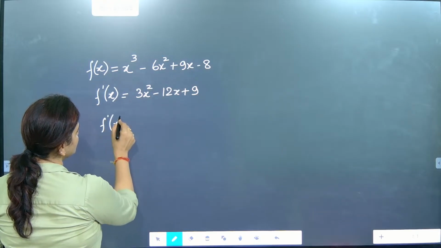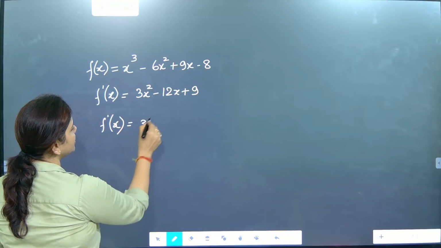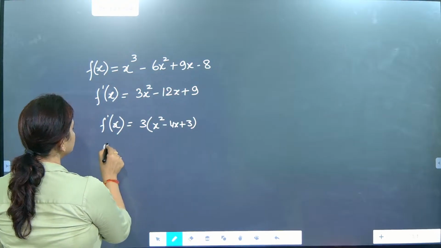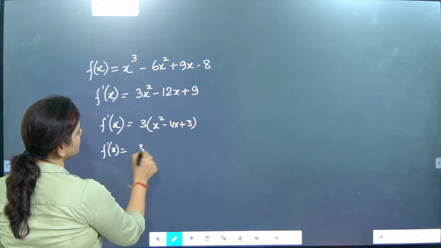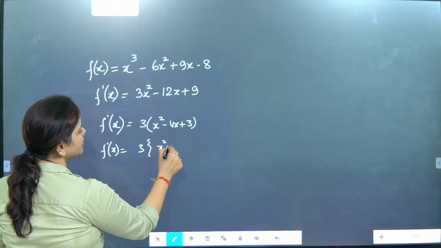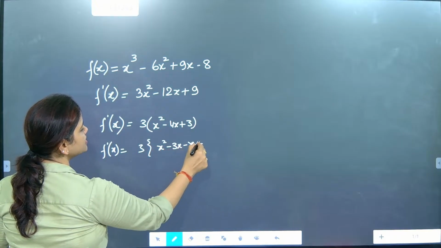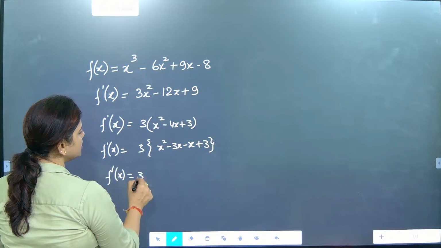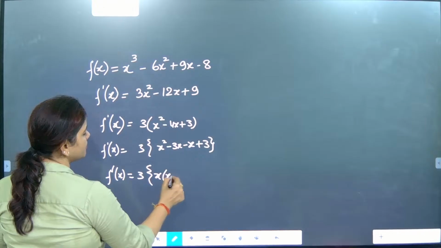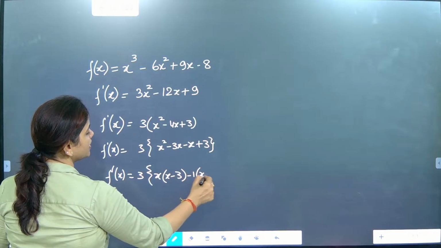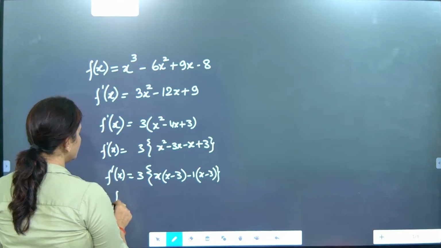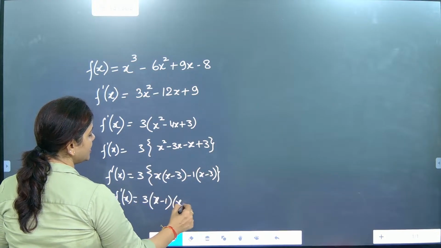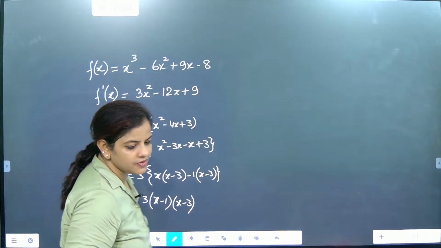After writing this much, we can write f dash x as 3 common, x square minus 4x plus 3. Now we will do the middle split: x square minus 3x minus x plus 3. Now f dash x will be written as 3, taking x common, x minus 3, minus 1 times x minus 3. So total f dash x is coming as 3 times x minus 1 times x minus 3. Till here done? Till here noted?